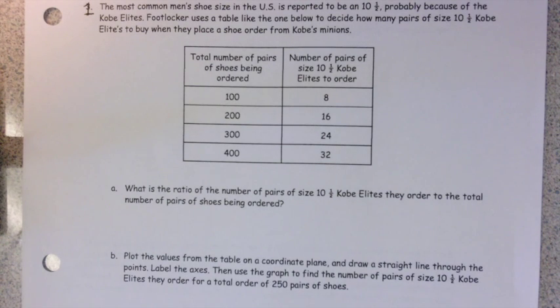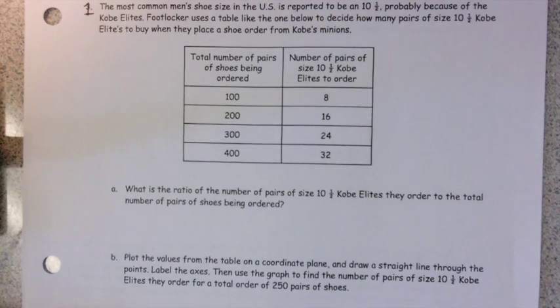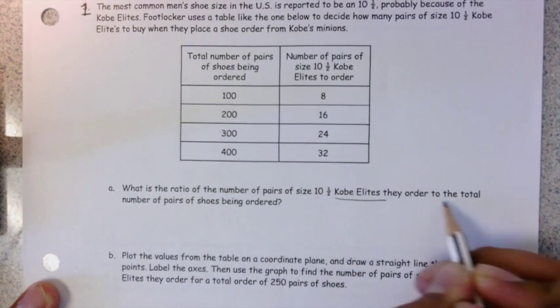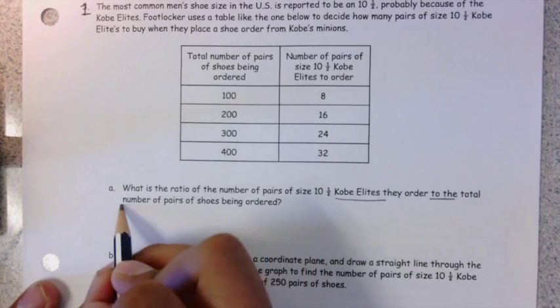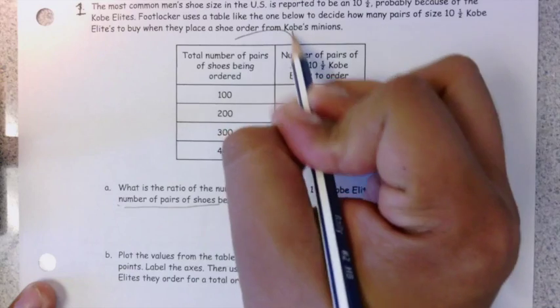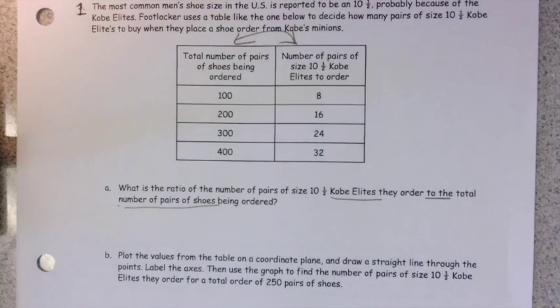What is the ratio of the number of pairs of size 10 Kobe Elites that they ordered to the total number of pairs of shoes being ordered? Look at the way it's asking: Kobe Elites to the number of pairs. Look at the way the table is being written. First off, you have to order the ratio in the order that they're asking you. They're asking for Kobe's to the number of shoe sizes.